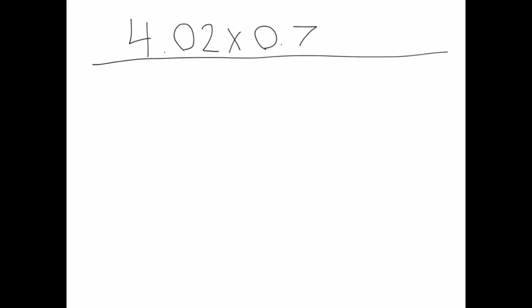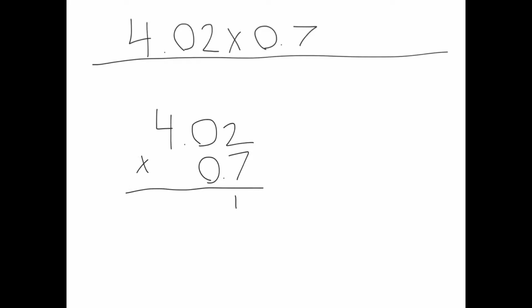When multiplying decimals, you do not line up the decimal, you line up the digits. And then you would just multiply like normal. 2 times 7 is 14. And 7 times 0 is 0, plus 1 is 1. And 7 times 4 is 28.